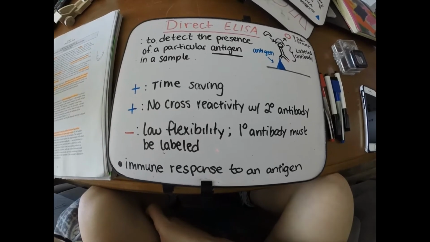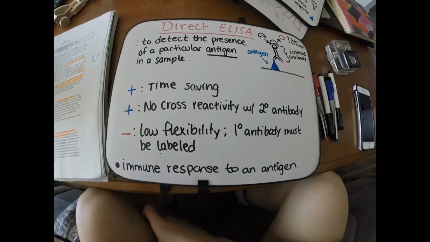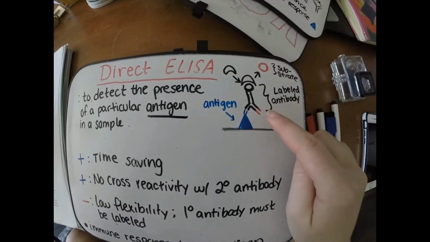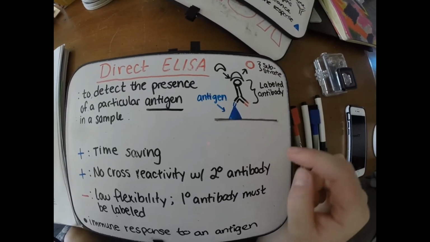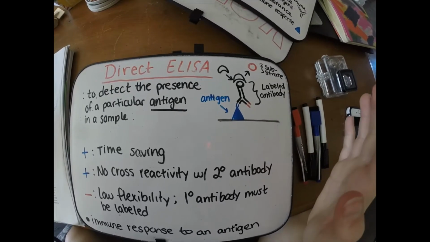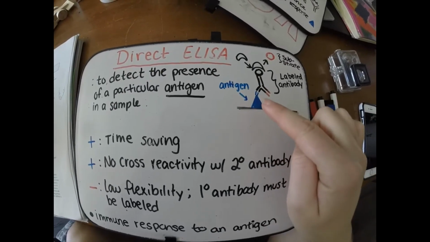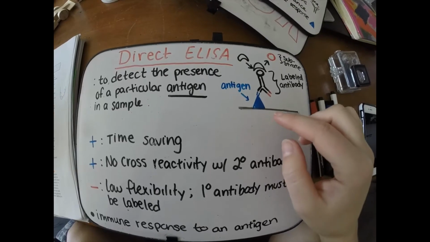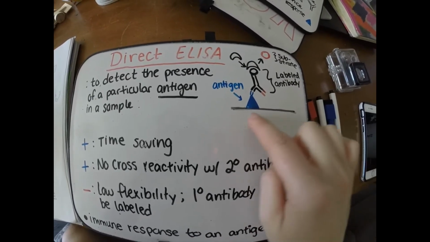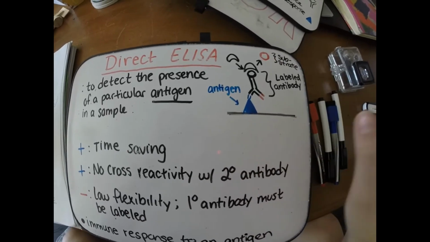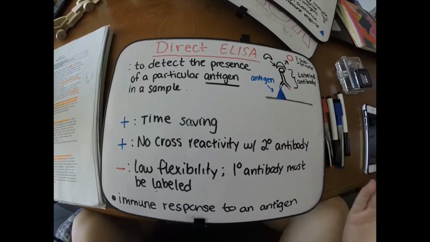But there's pretty low flexibility with this procedure. The primary antibody must be labeled. So if you cannot label your primary antibody for some reason or another, then this is not the method for you. Also, if the antigen that you're trying to look for changes shape for some reason because of binding to your well, then this is also not something that you would be able to do in your experiment.